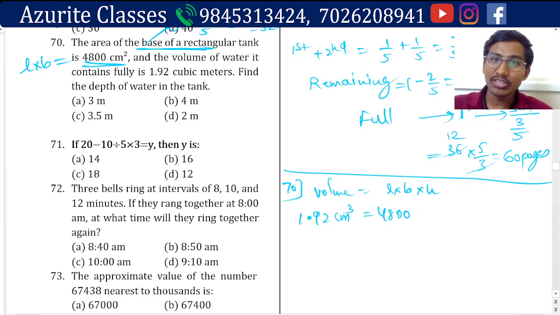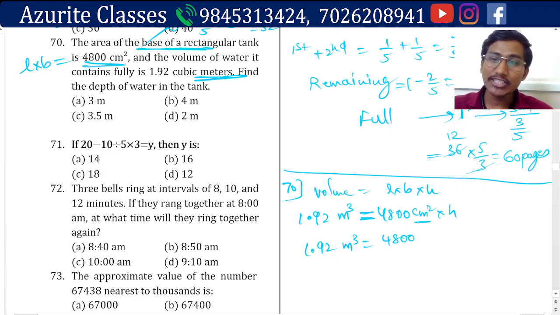Cubic meter it is, not centimeter, cubic meter. So it is in meter cube, and this is in centimeter square into h. So we have to convert this into meter cube. Okay, so 1.92 meter cube is equal to 4800.